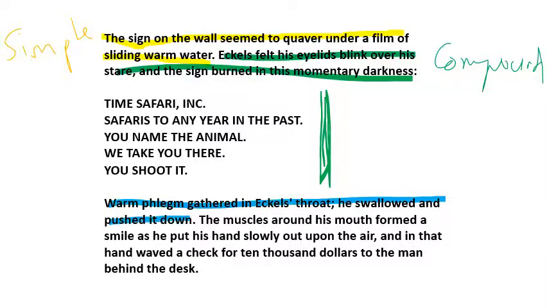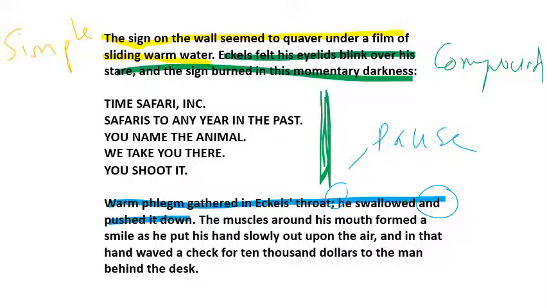Warm phlegm gathered in Eccles' throat; he swallowed and pushed it down. So with this sentence, it's been separated with that semicolon. Warm phlegm gathered in Eccles' throat, but it continues. The sentence hasn't ended. There is a pause there, but it's not a very long one like a full stop. He swallowed and pushed it down. So we have that semicolon combining two clauses together.